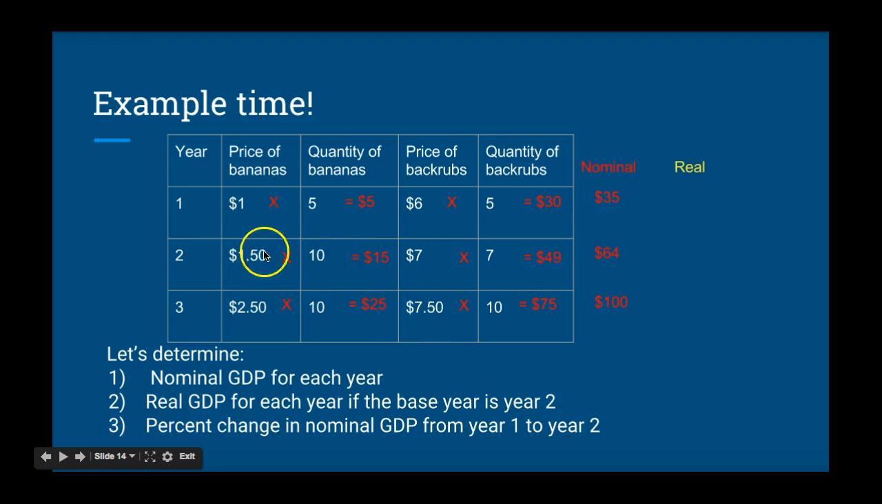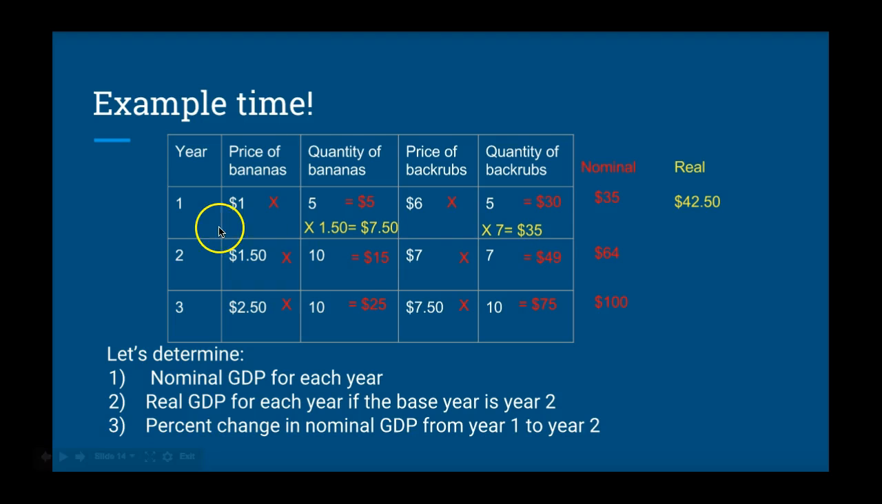So now I'm going to take those five bananas that I sold in year 1 and multiply them by the year 2 price for bananas, which is $1.50. So 5 times $1.50 will give me $7.50. For back rubs, I'm going to take 5 back rubs multiplied by the year 2 price of $7. So 5 times 7 will give me $35. So now when I add 35 and 7.50 together, I'll get the real GDP of $42.50.